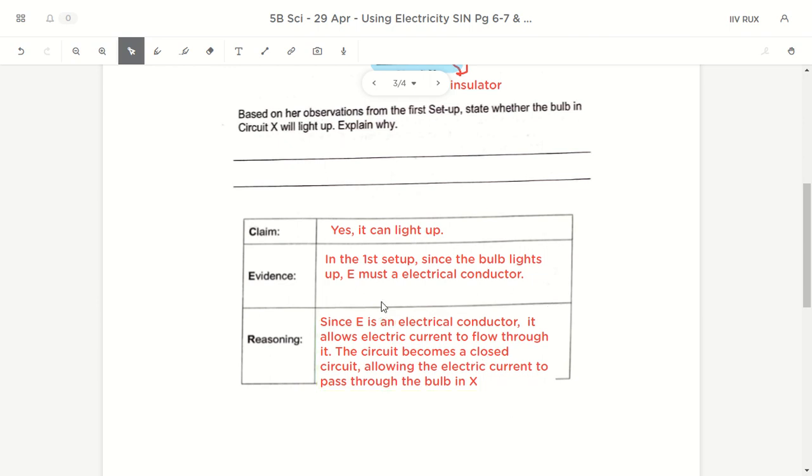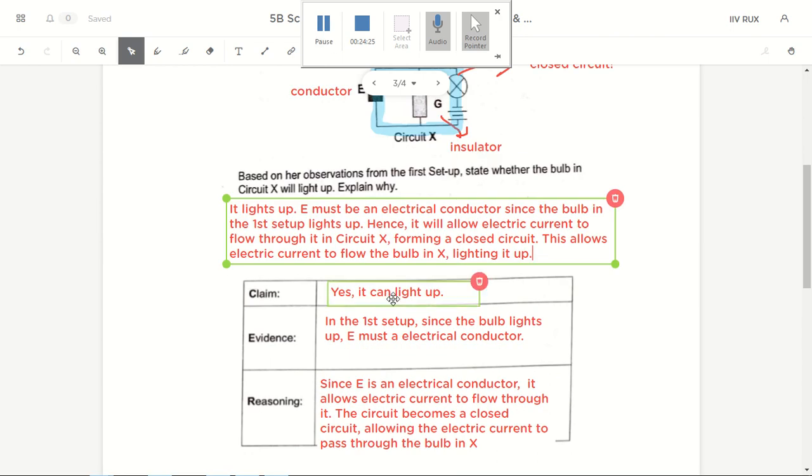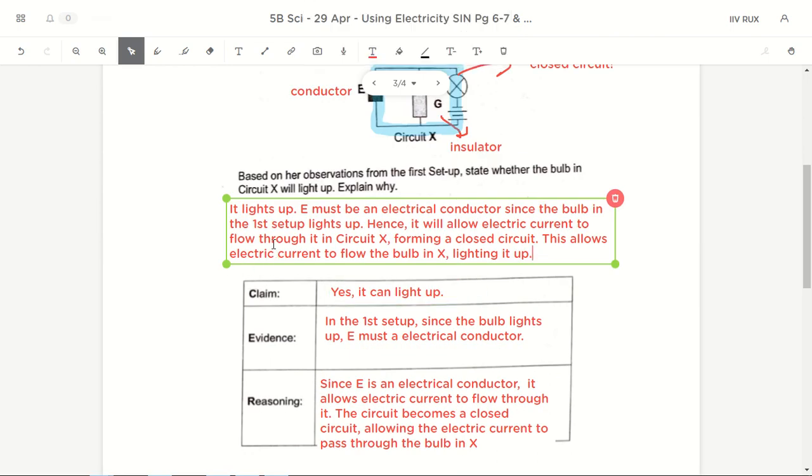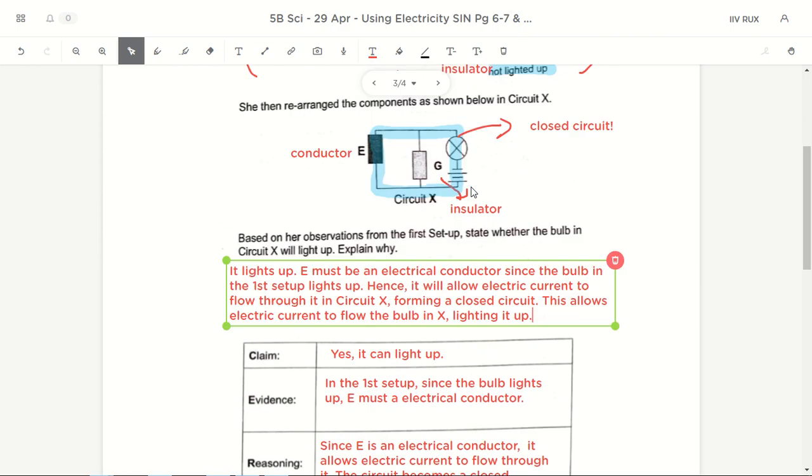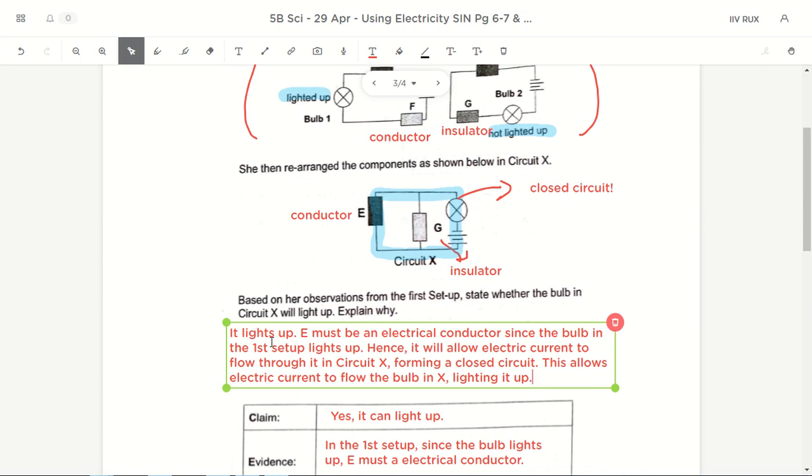Okay, so let's write this in sentence form. I'll pause the video here for a while. Alright, so I have typed it out. So let's run through. Will the bulb in X light up? Yes, it will light up. Why? Because E must be an electrical conductor since the bulb in the first setup lights up. So if it is an electrical conductor, it will be here as well. It will allow electric current to flow through it, and since it allows electric current to flow through it, it becomes a closed circuit. It allows the electric current to flow through the bulb in X, therefore it lights up.